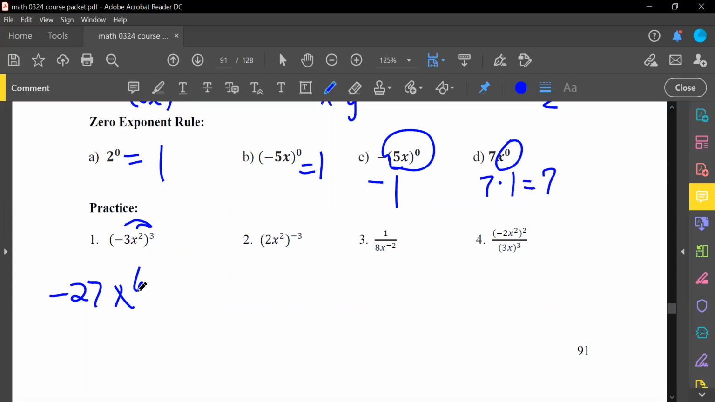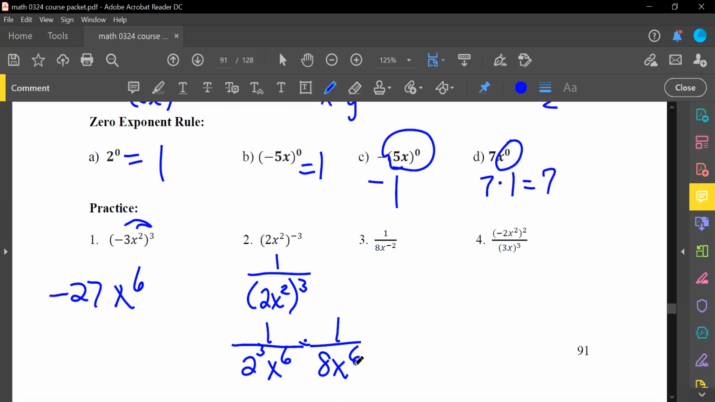All right, so I have options here. I think I'll get rid of the negative first. So this is 1 over 2x squared cubed, right? And then I can cube everything in the parentheses. So 2 cubed, x to the 6. So that's going to be 1 over 8x to the 6.